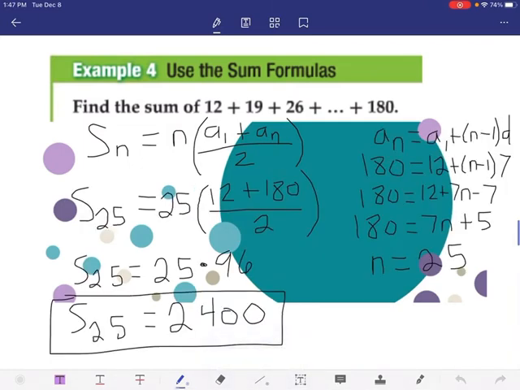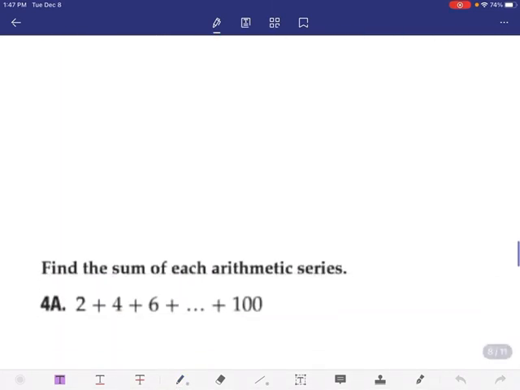So that means that if I plugged it into our calculator and did 12 plus 19 plus 26 plus, and I keep adding all the way until I get to 180, we would get 2,400. Well, this formula, even though it took us a little bit, is still a lot faster than trying to plug in all of those numbers into our calculator.